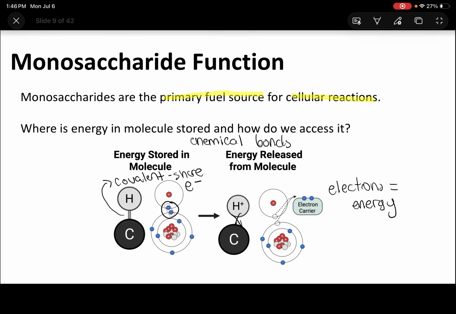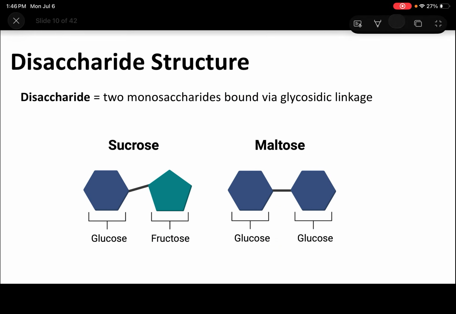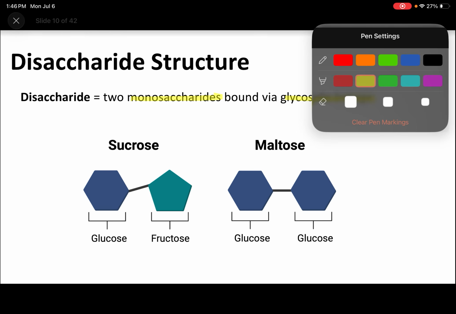So monosaccharides, like I said, are the monomers of carbohydrates. There are 2 types of polymers of carbohydrates that we're going to talk about. The first is simply when we have 2 monomers together. We call this a disaccharide. Disaccharides are 2 monosaccharides that are bonded together via something we call a glycosidic linkage.